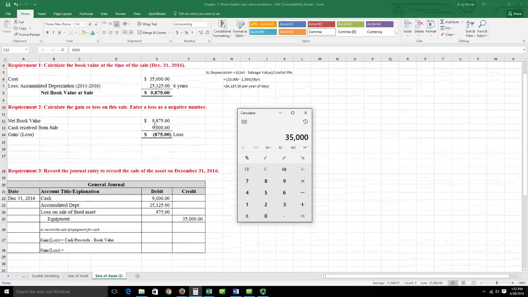Okay, so if you came up with a gain here, that gain would be a credit. And if you come up with losses like we did in this example, losses are always debits.